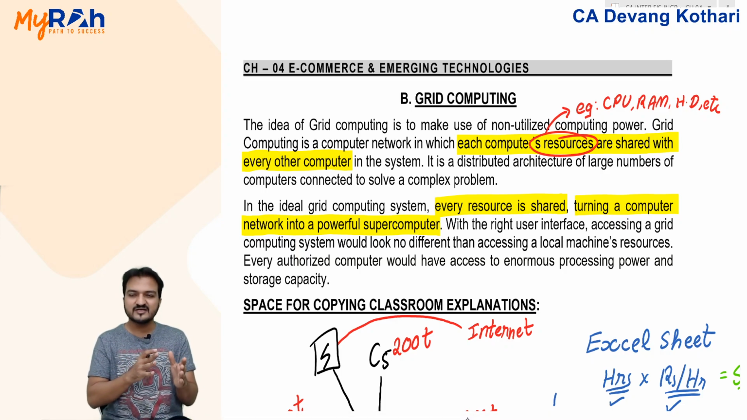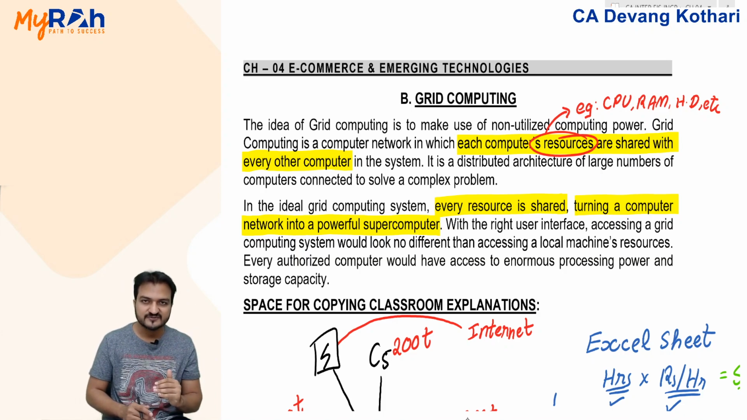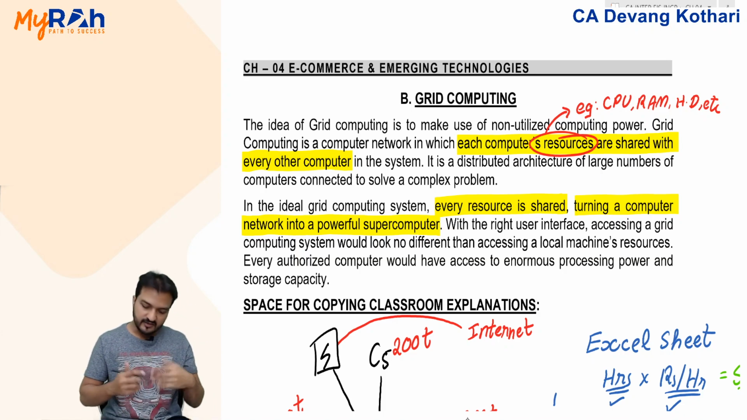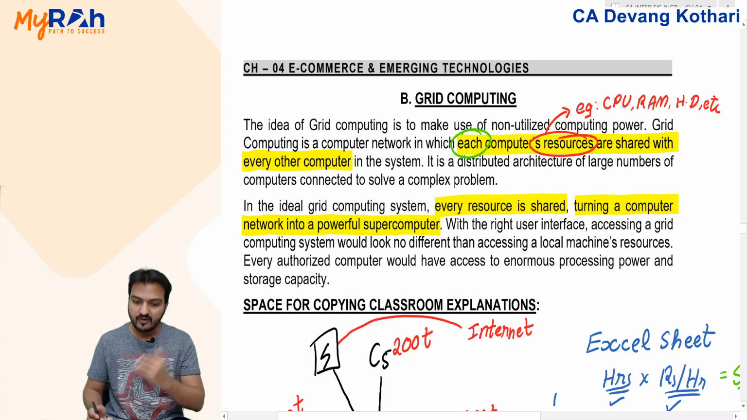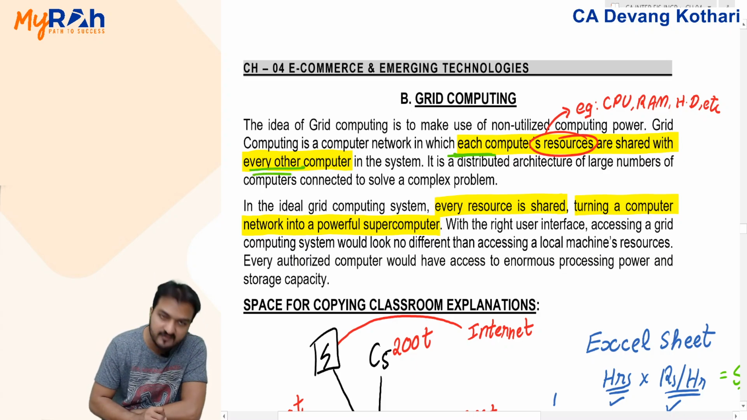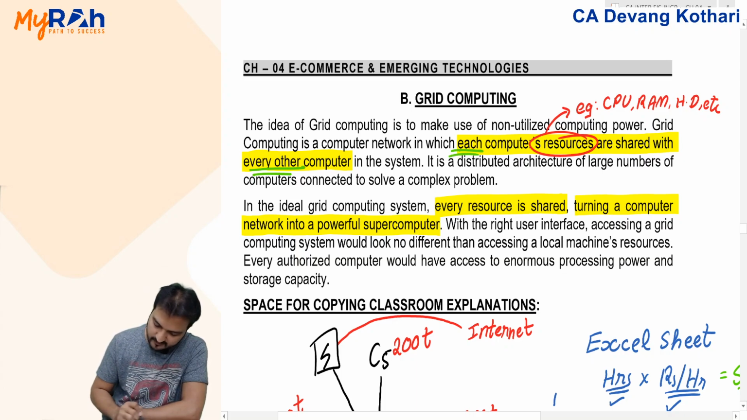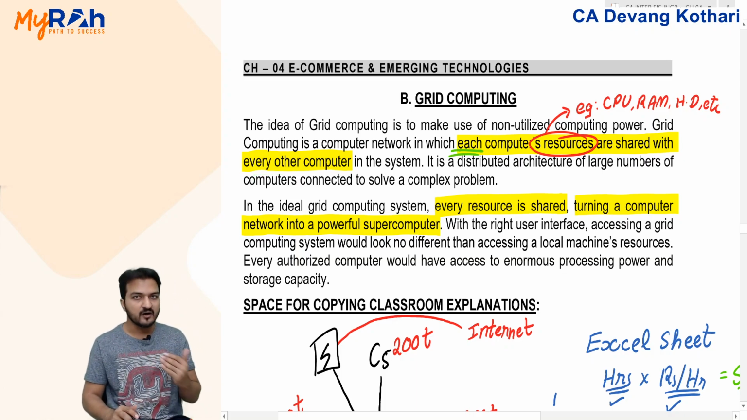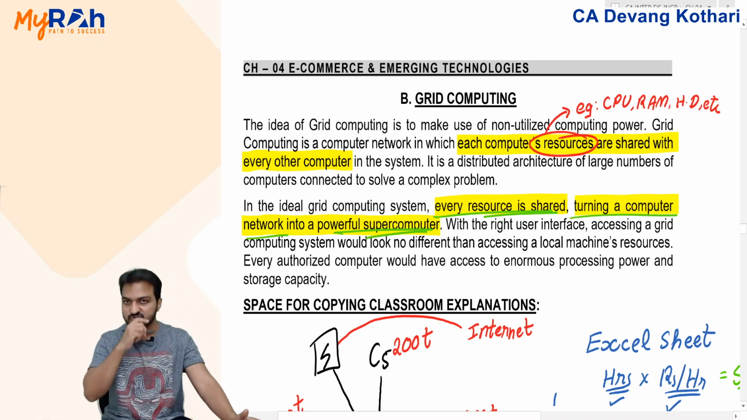Look, in the case of a client server network, only the server is sharing processing with other computers. In the case of grid computing, each computer is sharing resources with every other computer. Look at the words: each computer is sharing resources with every other computer. These words should come in your answer. In the ideal grid computing system, every resource is shared, turning a computer network into a powerful supercomputer.